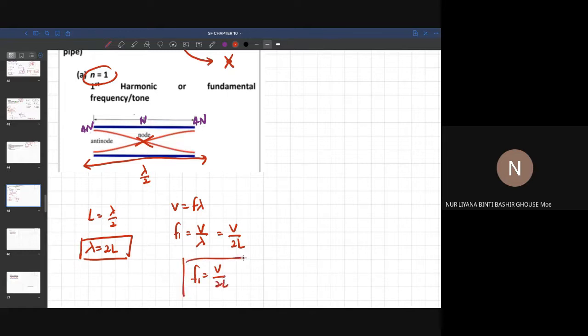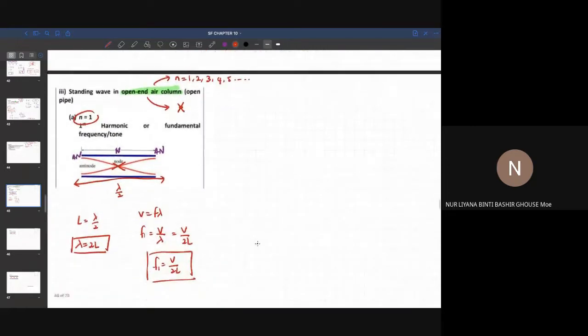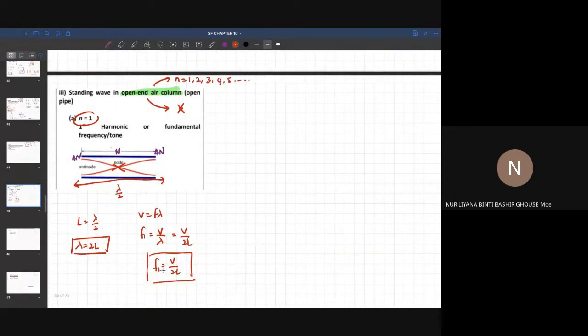So this one is untuk N yang pertama, untuk pipe yang terbuka di dua-dua belah. Okay, concept, again listen carefully. For open end air column, konsep dia sama, sama dengan yang mana? Dia sama dengan string. Konsep dia sama sahaja dengan string. So, even the equation yang kita dapat F1, F2, F3 dan seterusnya pun akan sama juga dengan string.